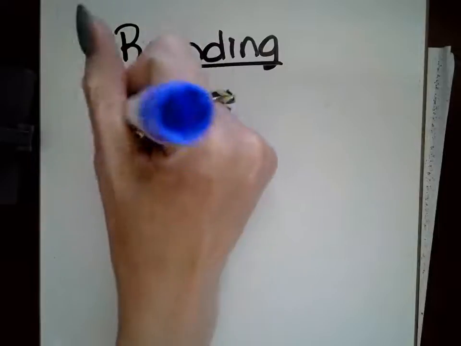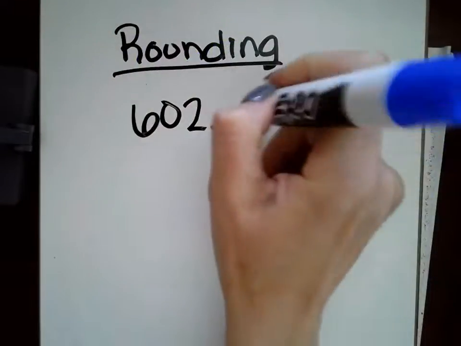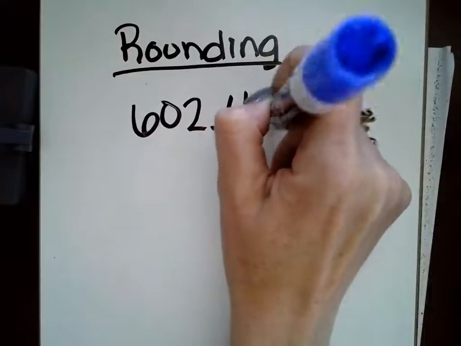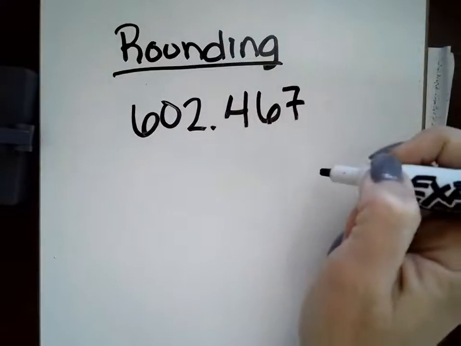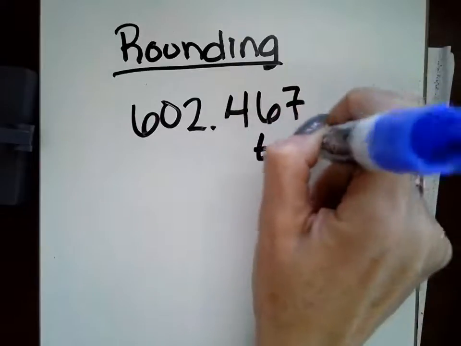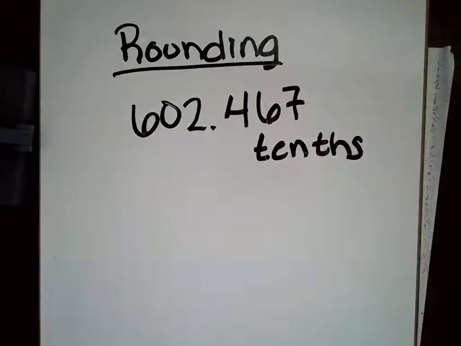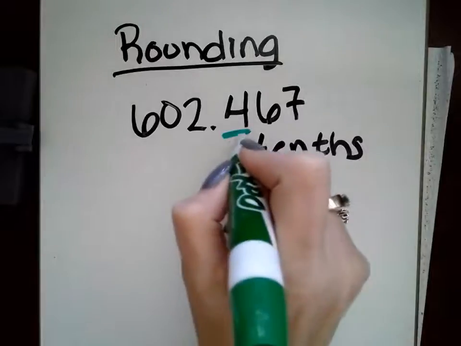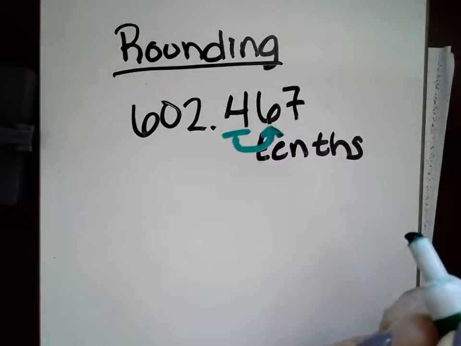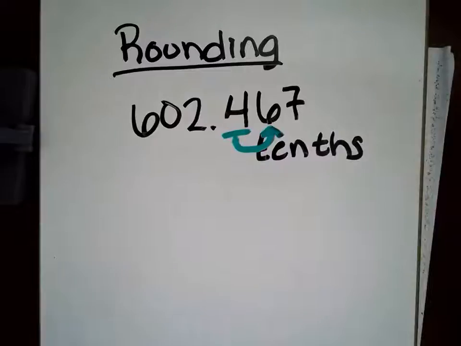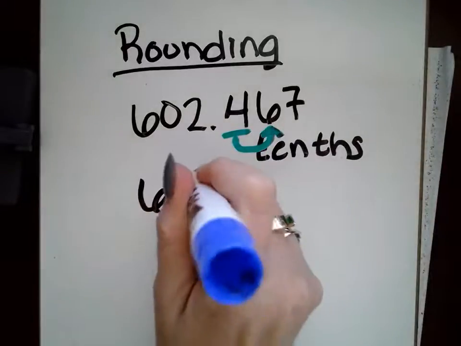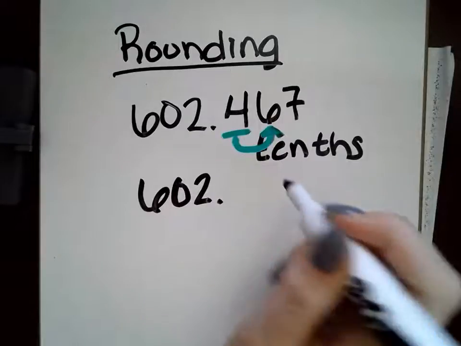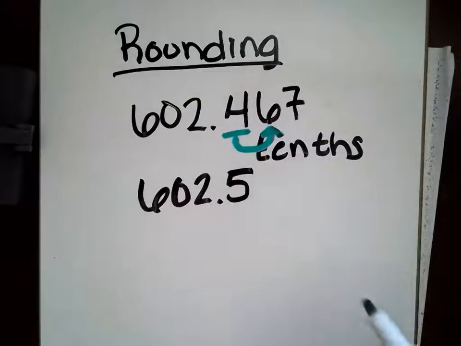But let's say we have 602 and 467 thousandths, and we wanted to round it to the tenths place. We look at our tenths place, we identify one place to the right, and we notice that 6 is greater than 5, so we're going to round up. When we round up to the tenths place, we're rounding to the tenth, so the tenths is going to be the last number. We're at 602.5.